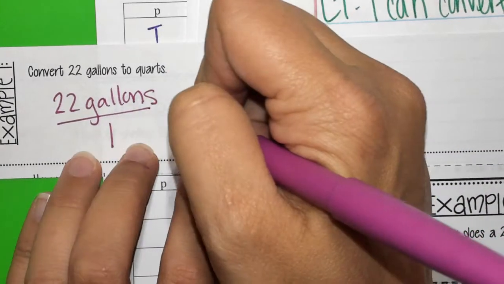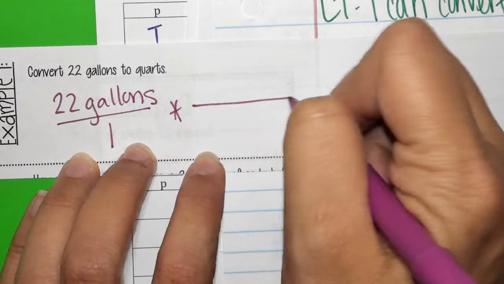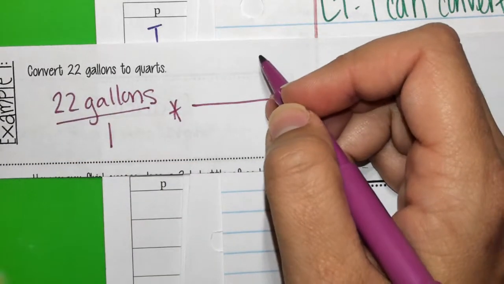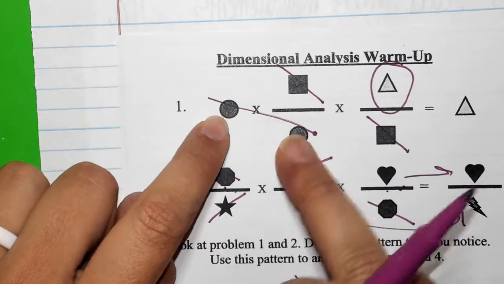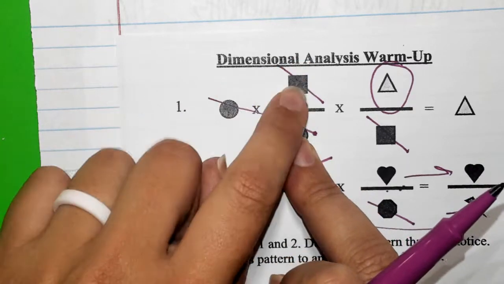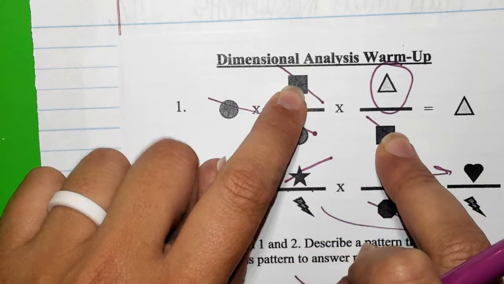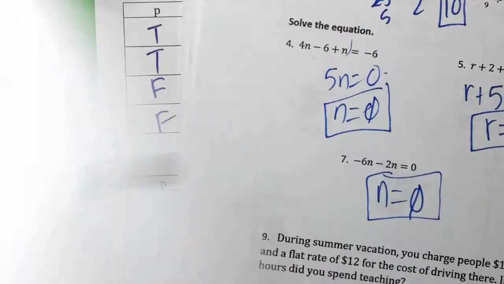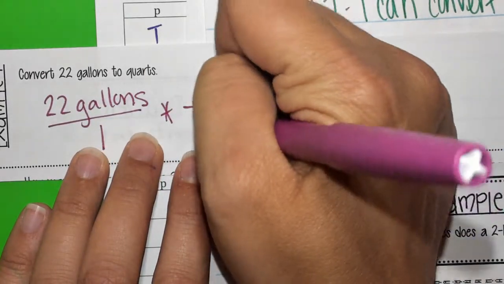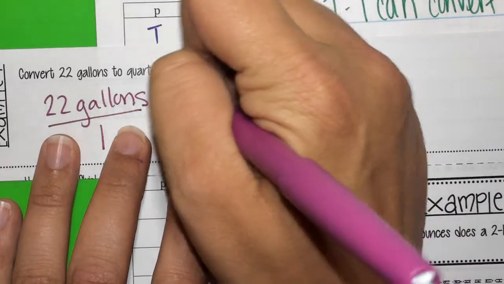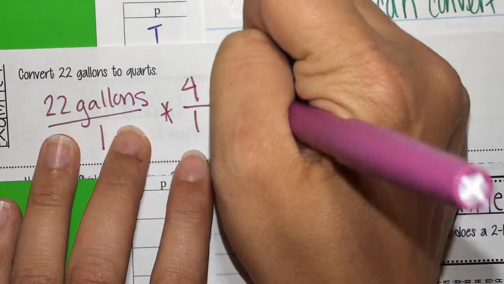Alright, so to convert and to get rid of this, you have to divide by gallons. The reason we have to divide is because remember when we did this worksheet? To get rid of the circle, we divided by circle. And then to get rid of the square, we divided by square. Alright, so we have 1 gallon, and there are 4 quarts in a gallon.